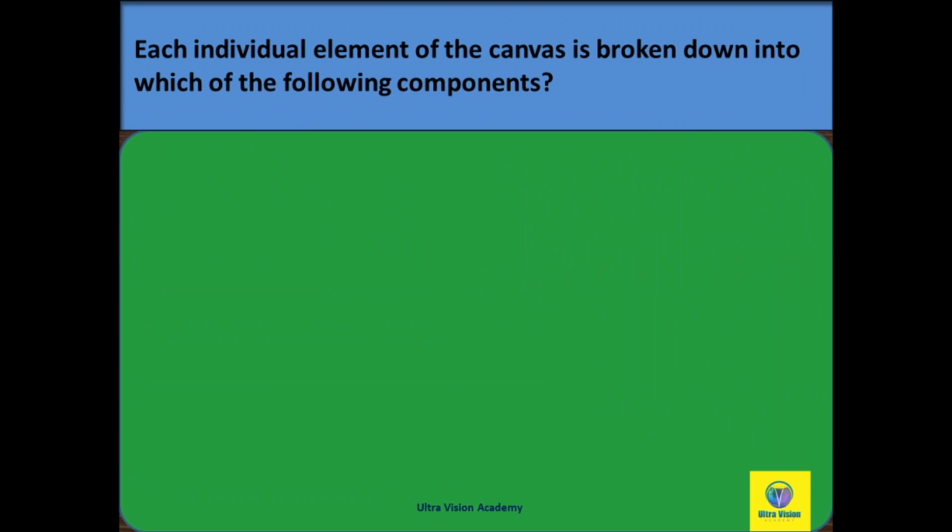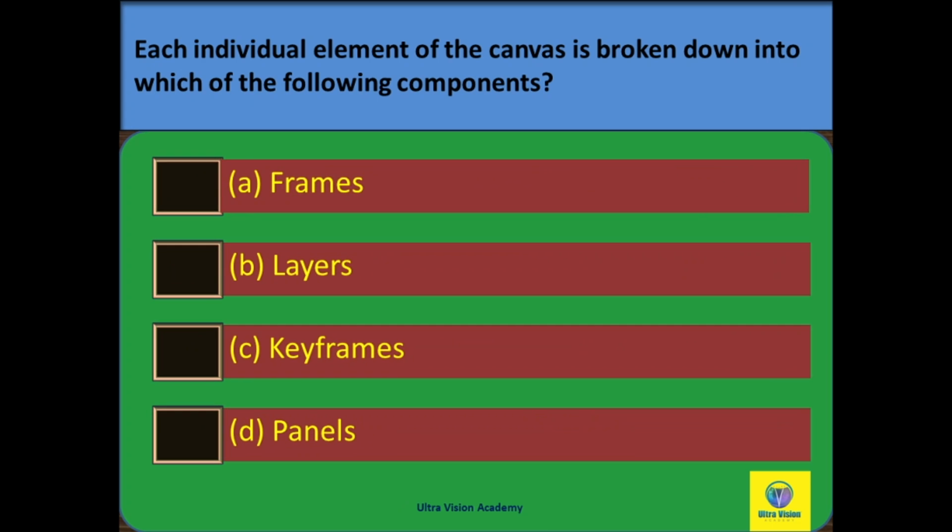Then next, each individual element of the canvas is broken down into which of the following components? Well, the options are frames, layers, keyframes, and panels. Each individual element of the canvas is broken into layers. So the answer is B, layers.